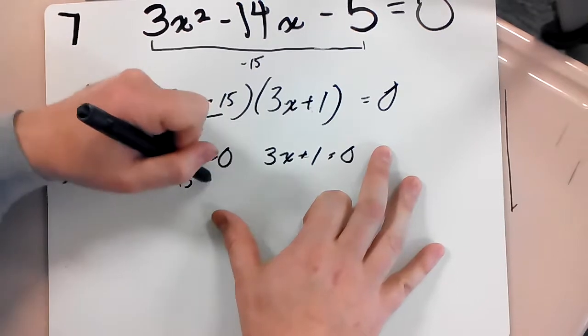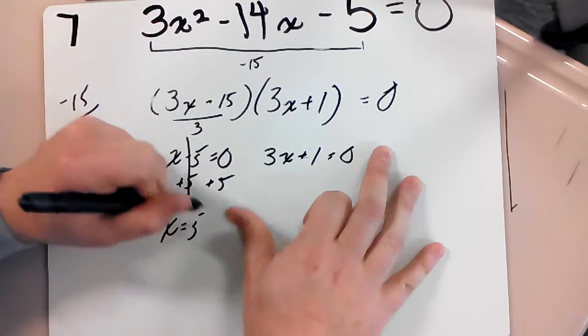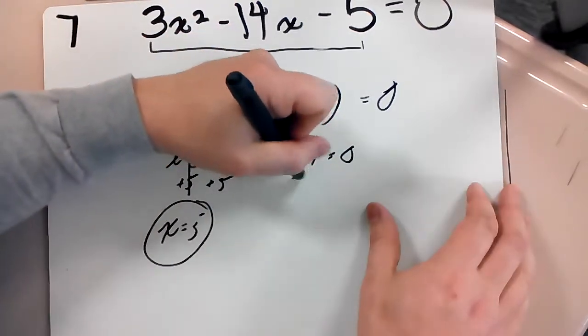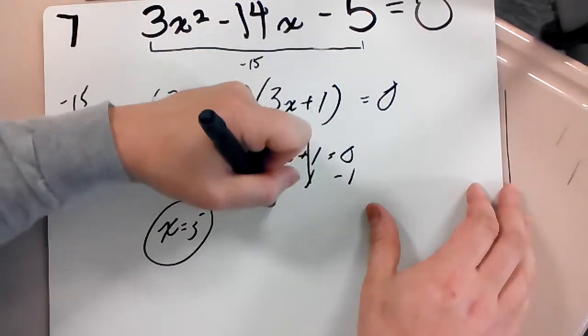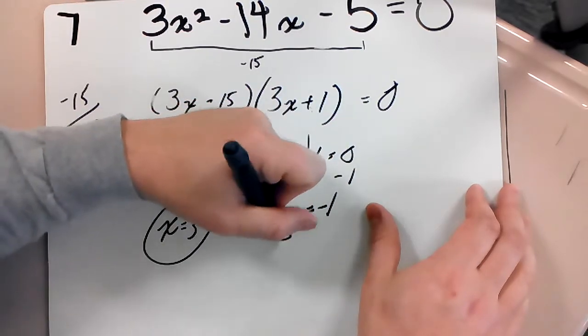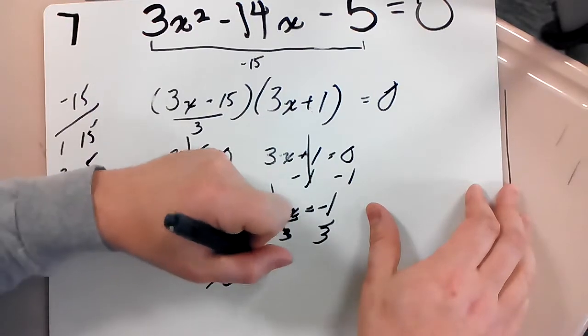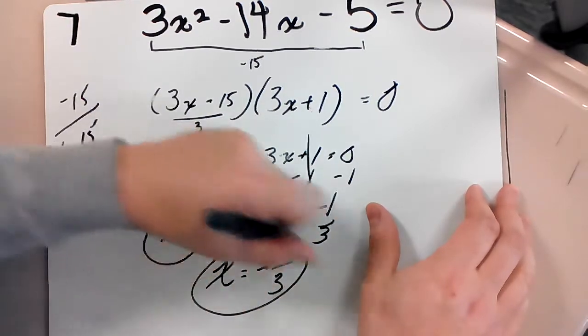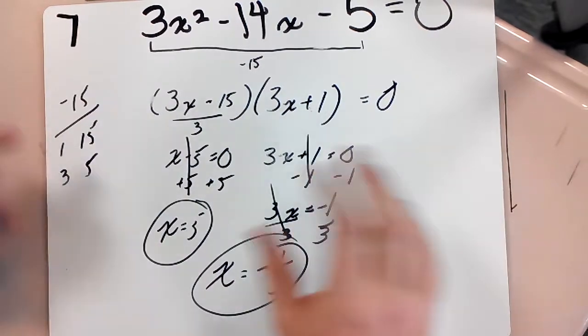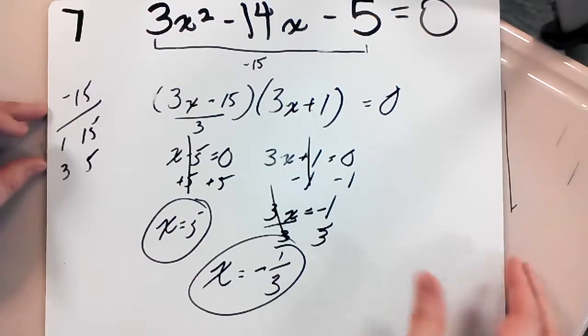I'm going to add 5 to both sides, so x equals 5. Then minus 1, minus 1, and I got 3x equals negative 1. Divide by 3, and x equals negative 1 over 3. So there are my solutions. This was factorable, so I don't need to use the quadratic formula.